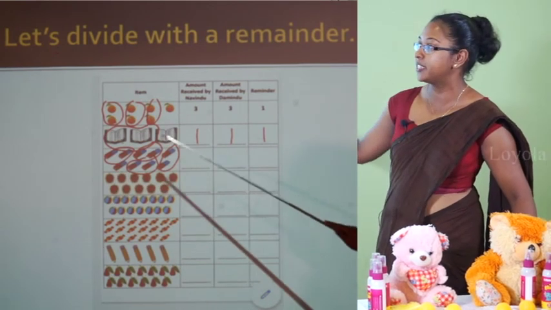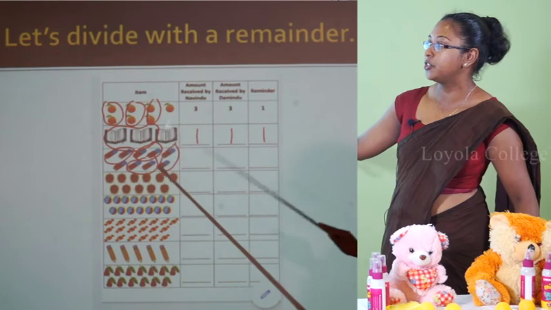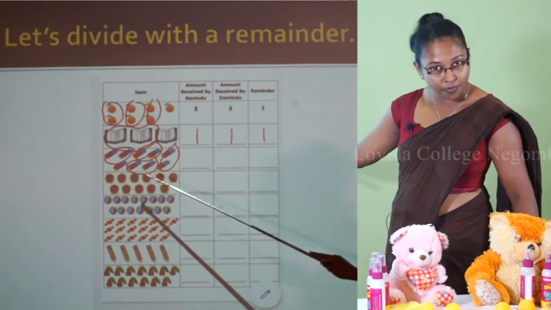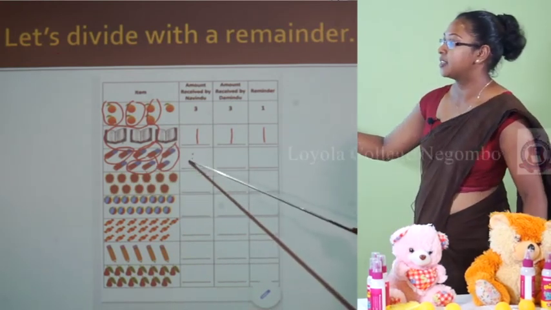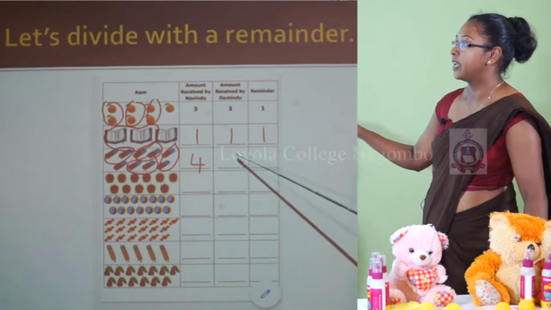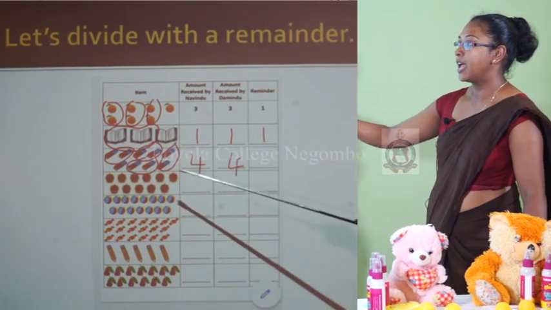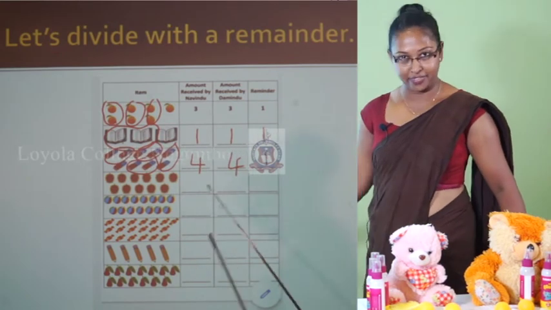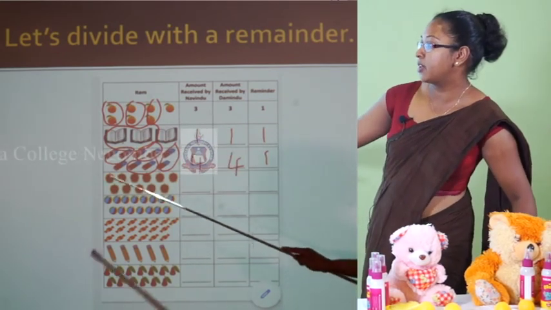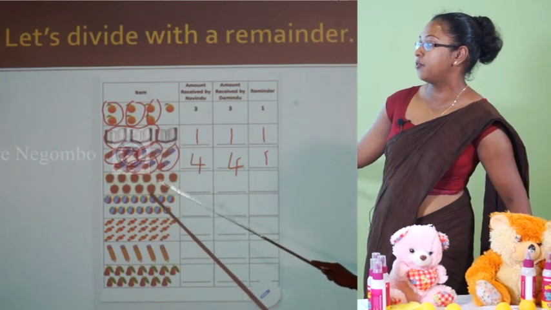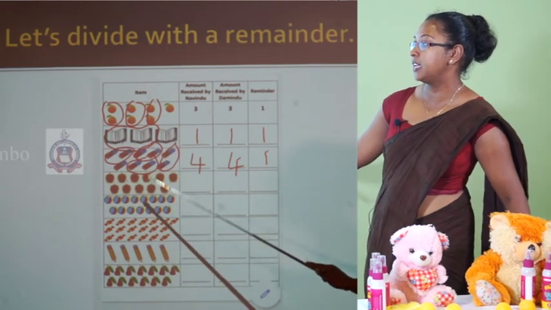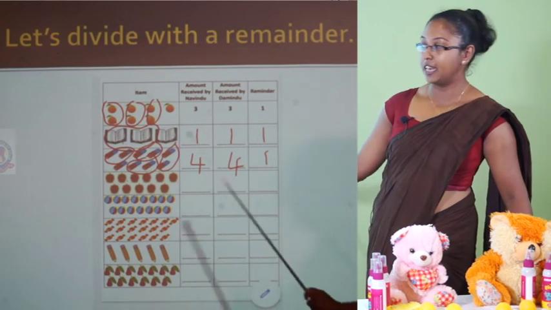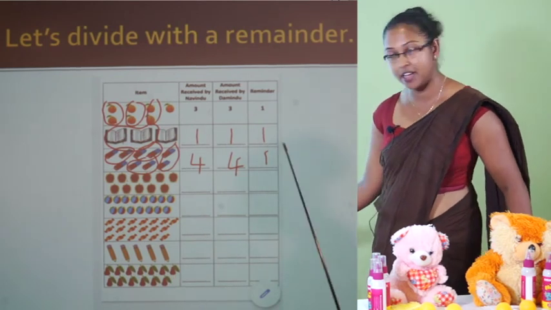So how many pairs are there? 1, 2, 3, 4. So we get the answer. Navindu gets 4, Damindu gets 4, and there's a remainder 1. I'll show you another. There are how many rambutans with it? 1, 2, 3, 4, 5, 6, 7, 8, 9, 10, 11. 11 rambutans. Let's divide equally.